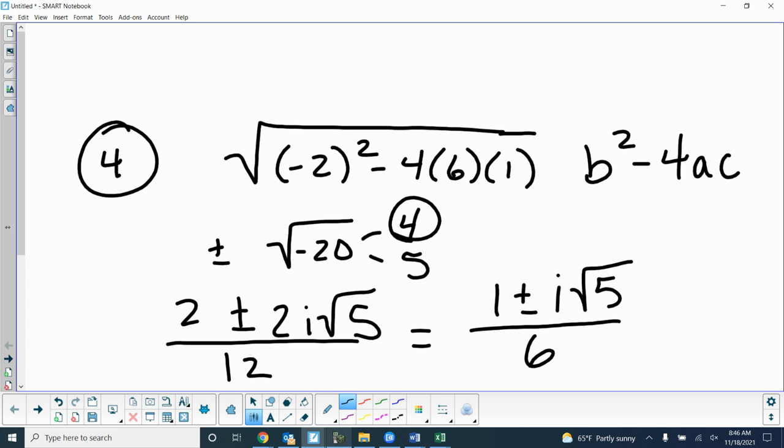Okay, Cole, what'd you get for 16? 2 imaginary. What was your b squared minus 4ac equal to? It was negative 24. I got negative 23, but it's still negative, yeah. But it is 2 imaginary. Okay, number 18, Tristan? 2 imaginary, and I got negative 44.